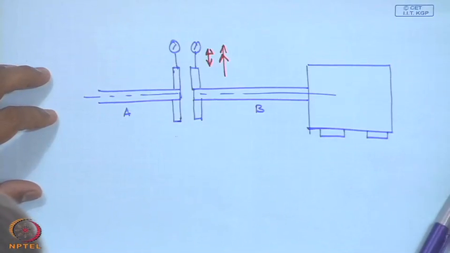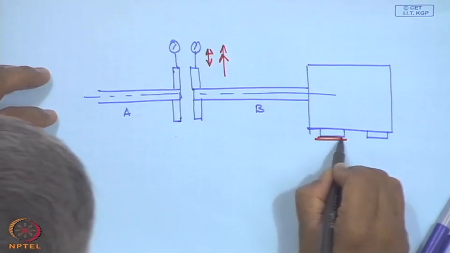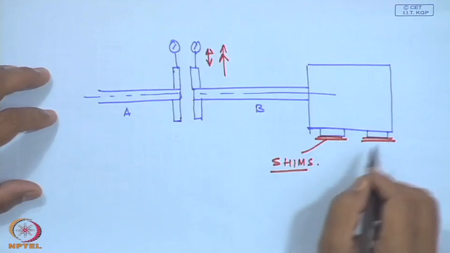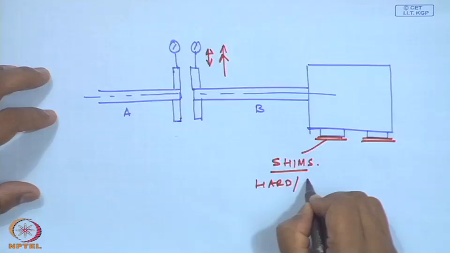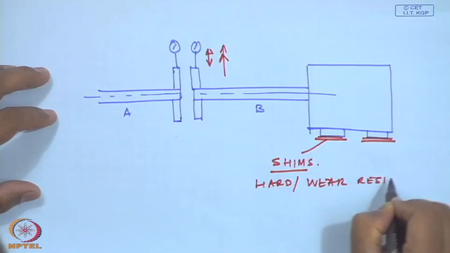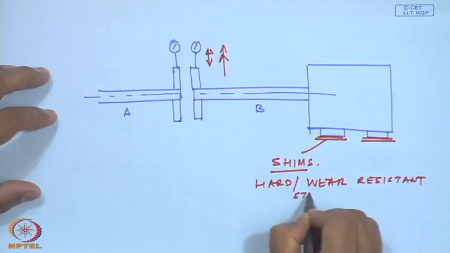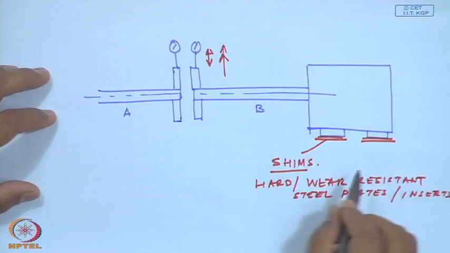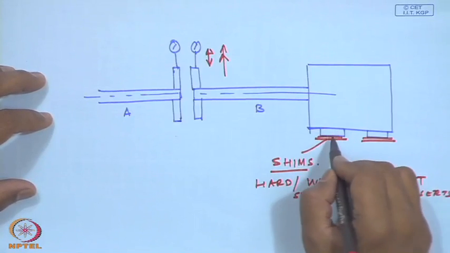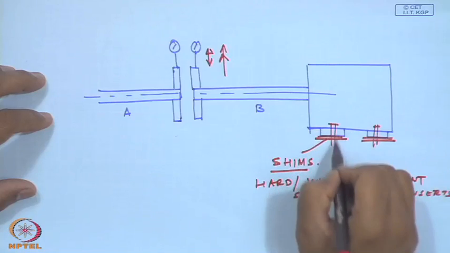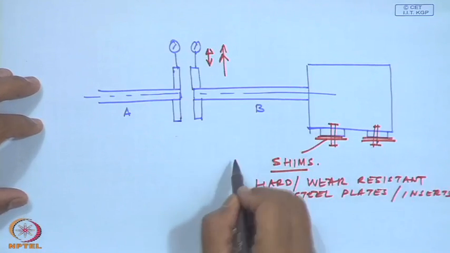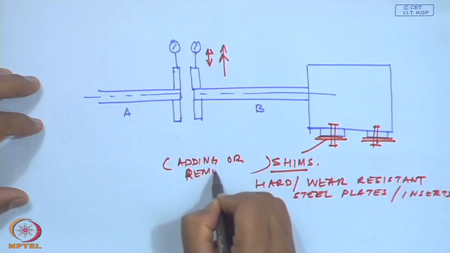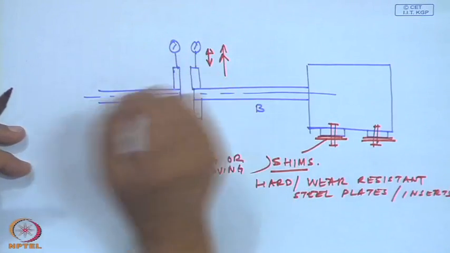In all of these foundations, there are very thick steel plates known as shims. Shims are very hard, wear-resistant steel plates or inserts, which are introduced right at the time of installation, and then we put the foundation bolts. So by adding or removing shims, this can be taken care of.